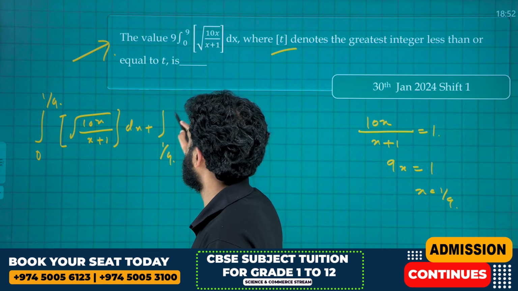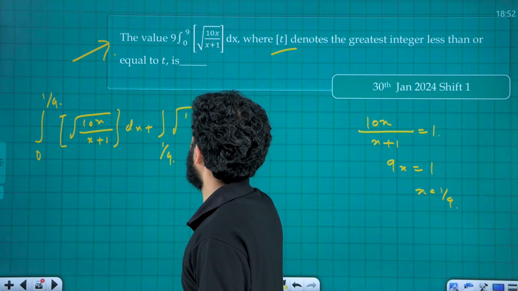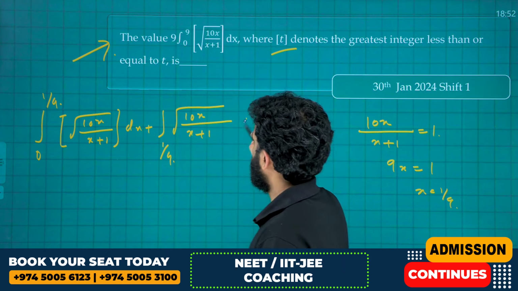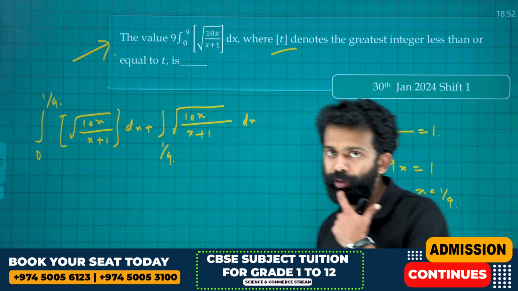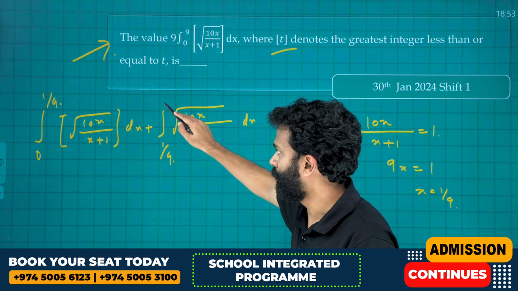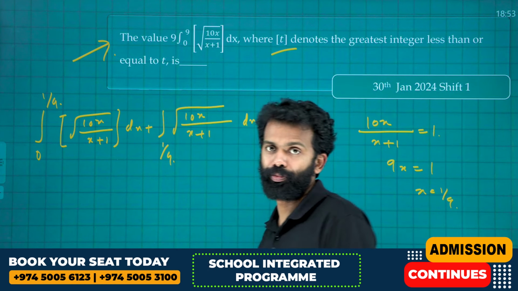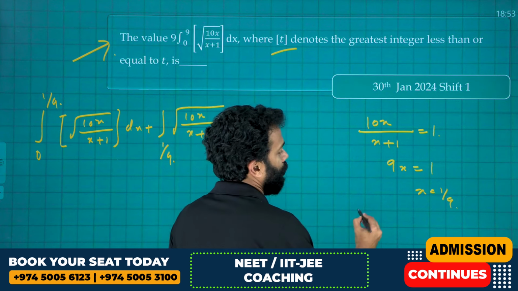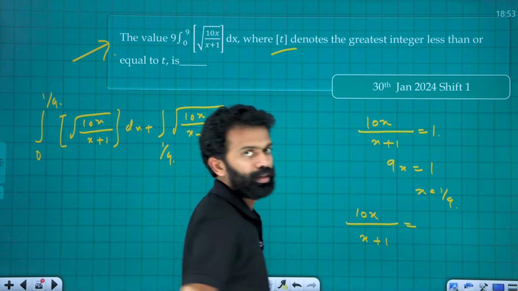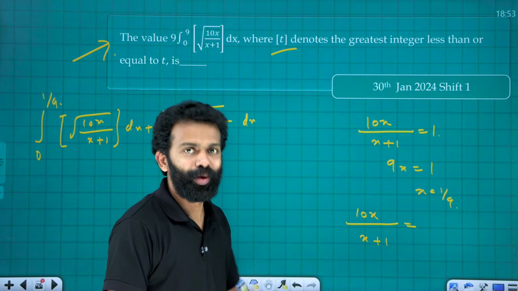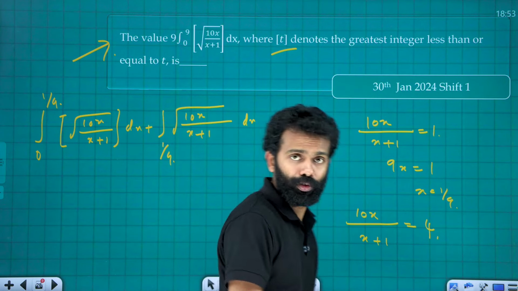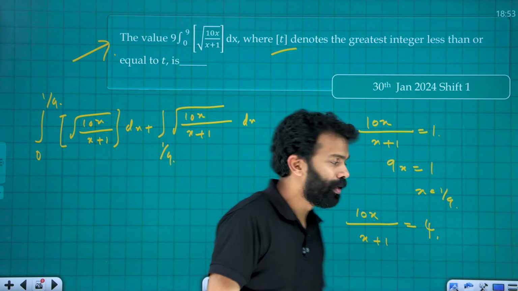Plus 1 by 9 into square root of 10x divided by x plus 1 into dx. So, if you substitute 1 by n, we know that the value will be equal to 1. Okay, that's correct. And if you substitute the value here, you should get 2. Therefore, 10x divided by x plus 1 should be equal to what? 2, right? No, actually, that's not correct. It should be equal to 4. There is a square root here. You should account for that also. Therefore, it should be equal to 4.